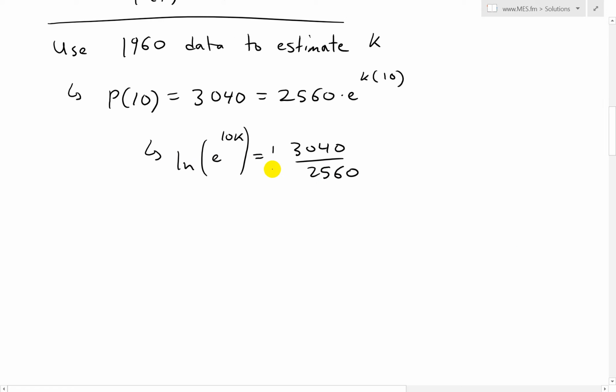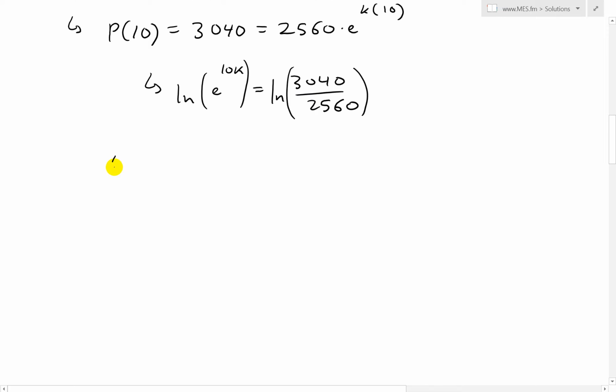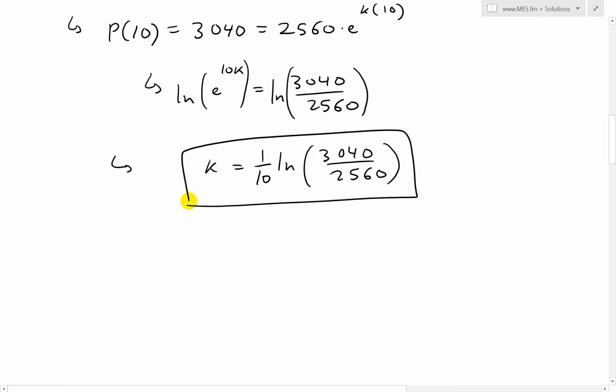So with ln of both sides, the 10k comes down, and we have 10k equals ln of 3040 over 2560. Also, let's divide both sides by 10, just to save time. So we have 1 over 10, so the 10 goes here, and now we can circle this, that's our k value.